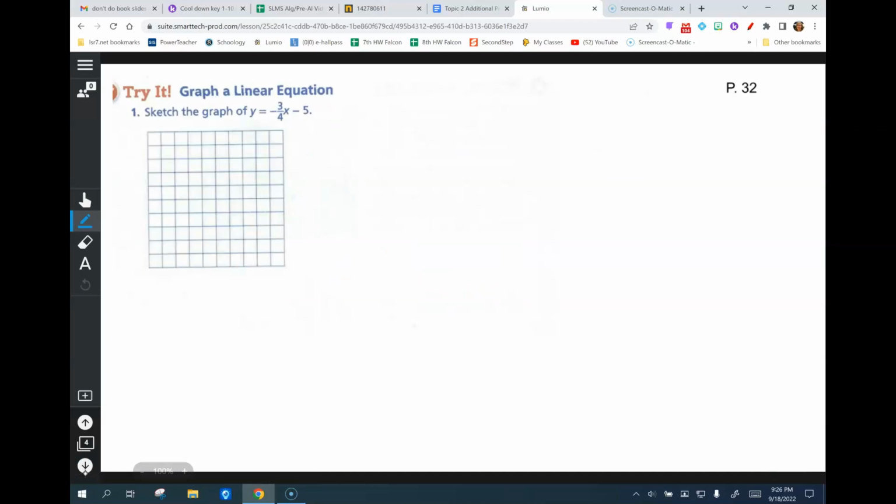So what we have to realize is we have to recognize that slope-intercept form. Let's write it down so we get used to it. Y equals mx plus b. Okay, so m, what is my slope? Well, what is my slope? What is the coefficient of x? Coefficient of x, so my slope is negative 3/4.